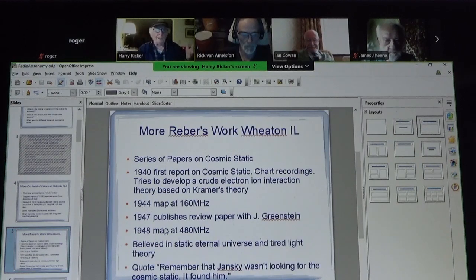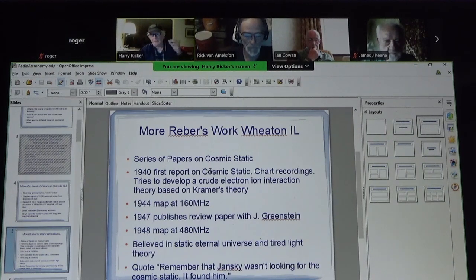Okay, Reber, actually, this is kind of interesting. Reber uses the term cosmic static, which is kind of an old-fashioned term. Some people call noise static, and so his reports talked about cosmic static, which really is just another term for noise. And in 1940, he did his first report.